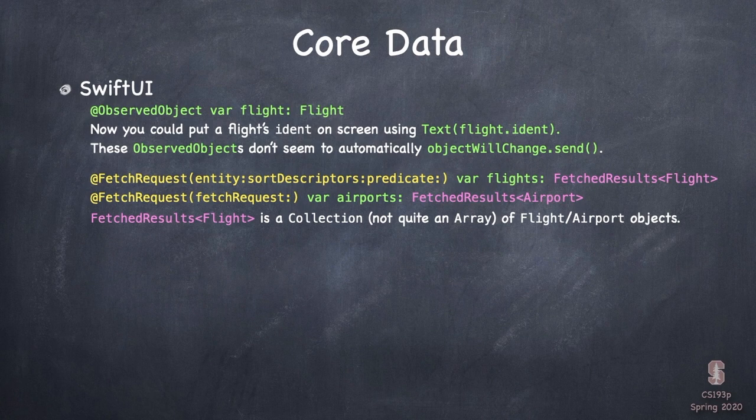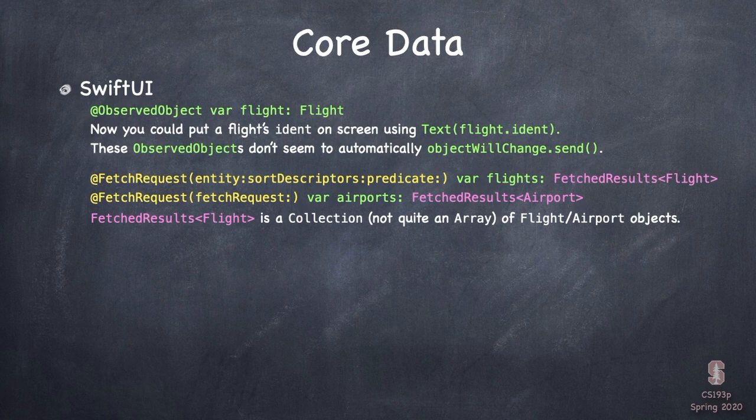Now this FetchedResults var is a collection, so you can pass it to ForEach, as you'll see in a second. But it's not an array. If you wanted to turn this thing into an array, it's really easy: you could pass it to Array's initializer, because an array knows how to take any collection and turn it into an array. You could also send it messages like sorted. Sorted can be sent to any collection, and it returns an array.